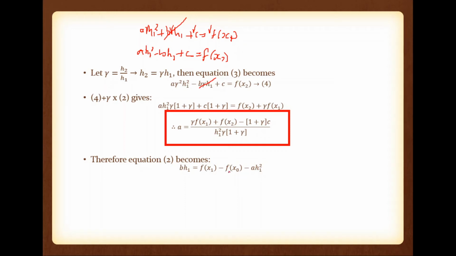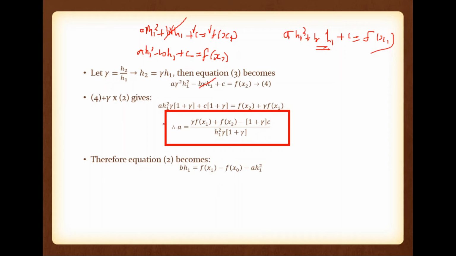Actually at this point it is not substituted. What is equation number 2? Equation number 2 is once again a h1 square plus b h1 plus c equal to f of x1. So what is this equation? Except this b h1, all terms are shifted to the right side. So we have f of x1 minus f of x0, and f of x0 means c, minus a h1 square. So b h1 is equal to this one.